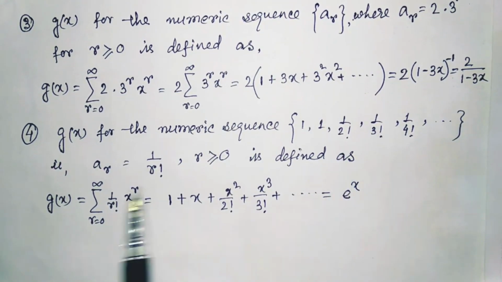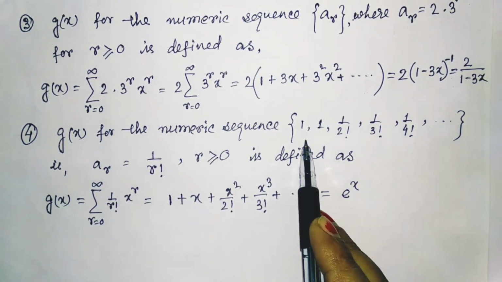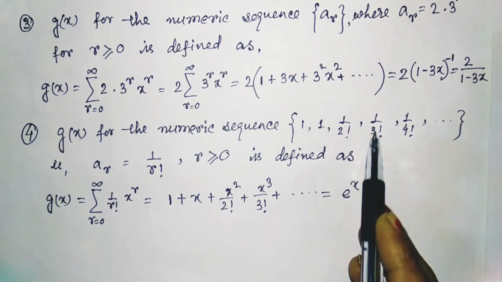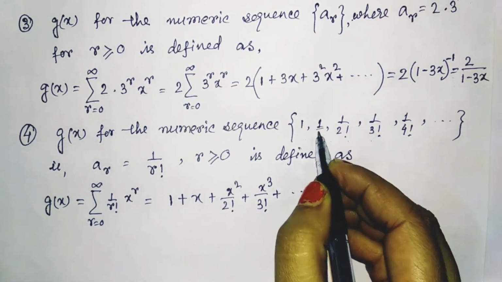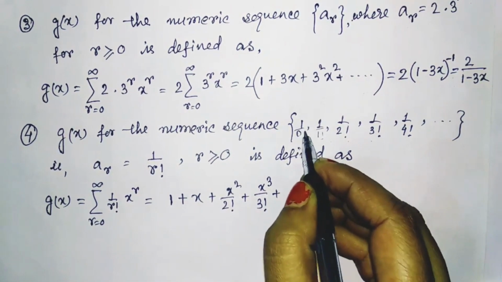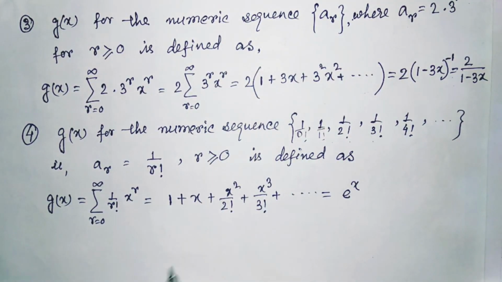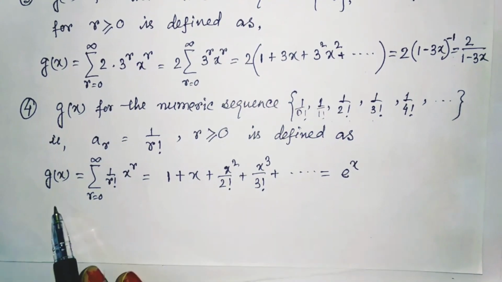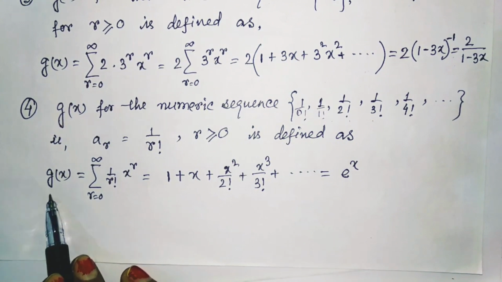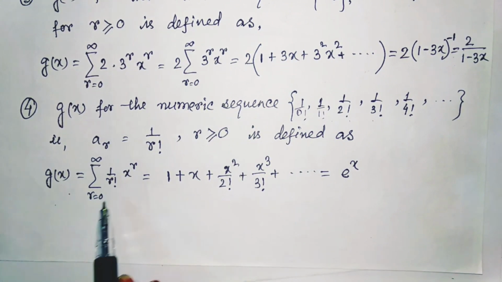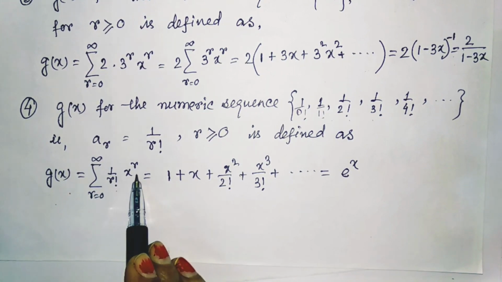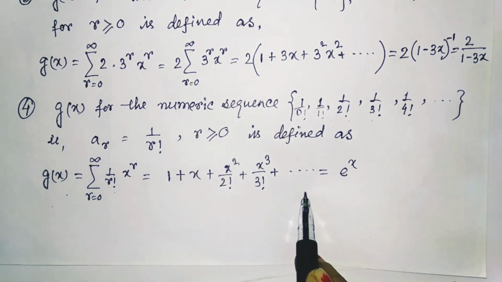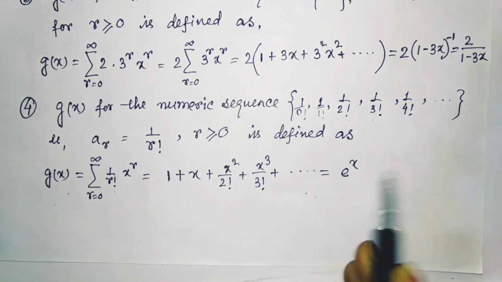One more example. If the numeric sequence is 1, 1, then 1 by 2 factorial, 1 by 3 factorial, and so on, in fact 1 by 1 factorial and 1 by 0 factorial. Now if we define it by the generating function, we will find g(x) equals summation of r from 0 to infinity 1 upon r factorial x to the power r. This is the expression, and this is nothing but e to the power of x, that we know.